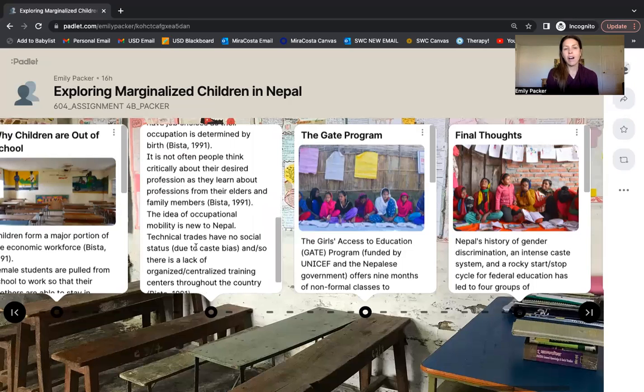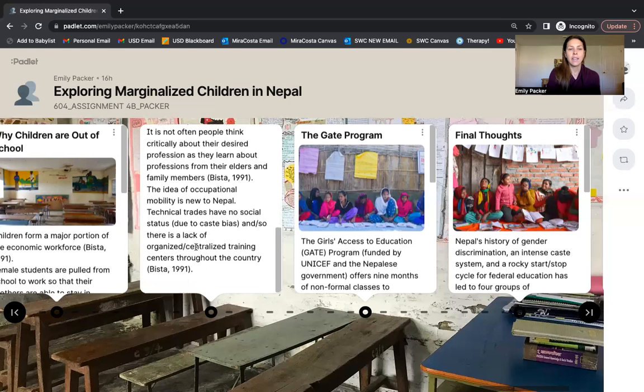And it's not often that people think critically about their desired profession. As we mentioned earlier, usually these were dictated by their caste and their families and their elders. So it's still very common for kids to try to do what their parents tell them, what their parents deem as socially acceptable. So they should be in school, then go to college, then achieve a job in a certain profession. It's very often that their parents dictate what their children can and cannot do, and very often it is dictated along gender lines.